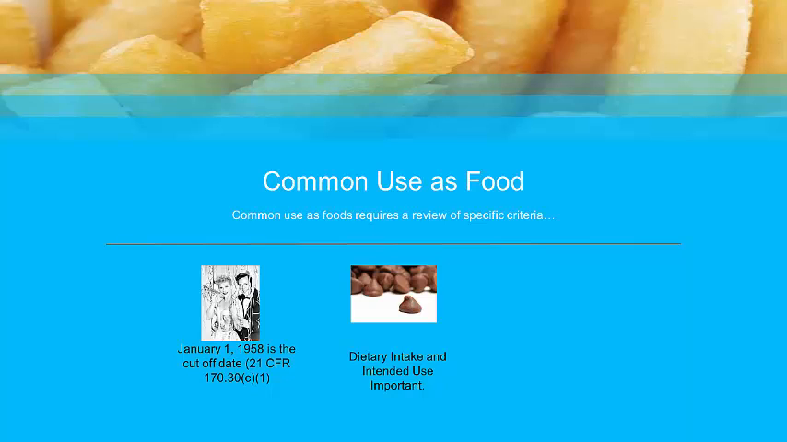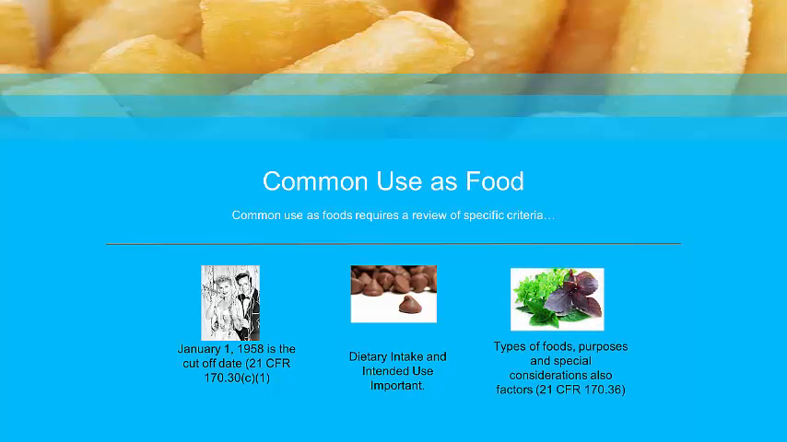At the end of this lecture, we'll go over and I'll record the GRAS notification database, and we'll look at some examples there. And we'll see in each of those, whether it's common use as food or based on consensus among experts, we are looking at dietary intake, what level is it safe at, and what intended use it is looking at. And intended use captures the concept of the type of food, the purpose, and any special considerations. Those are outlined in the CFR that's listed.